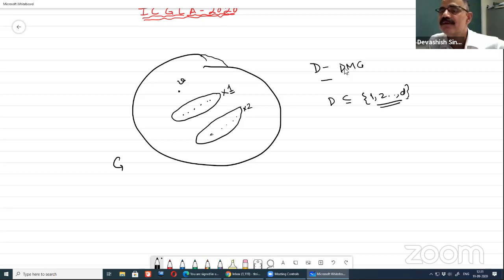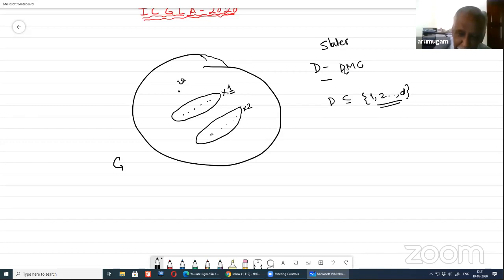Choose a set D of positive integers. Then he takes all vertices whose distance is in that set, and takes the sum. So suppose you say 2, 3, 5. Then you take all vertices with distance 2, 3, and 5 and sum it up. So D is fixed for him. That is Slater's definition. That is the latest general definition, D-vertex magic labeling.